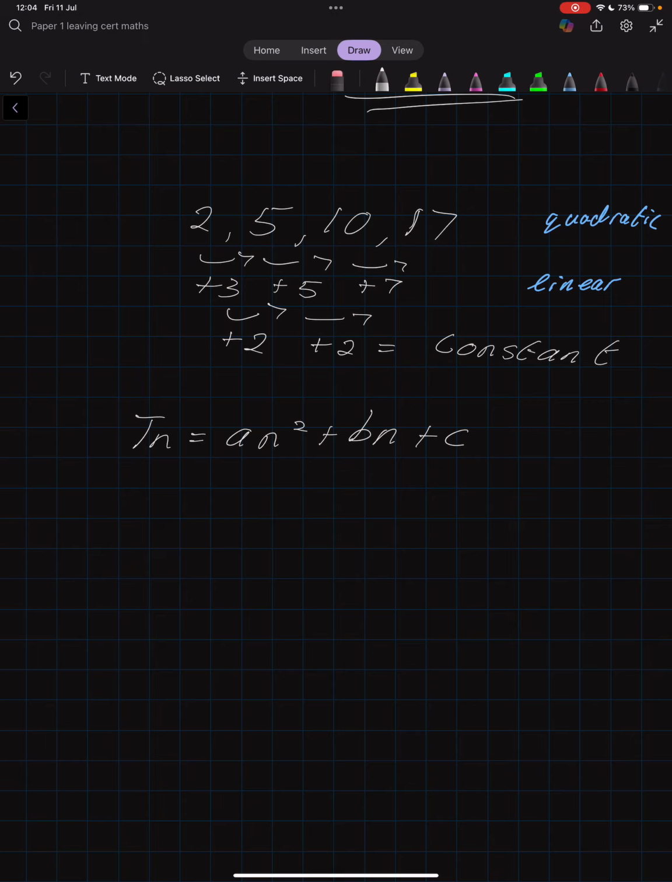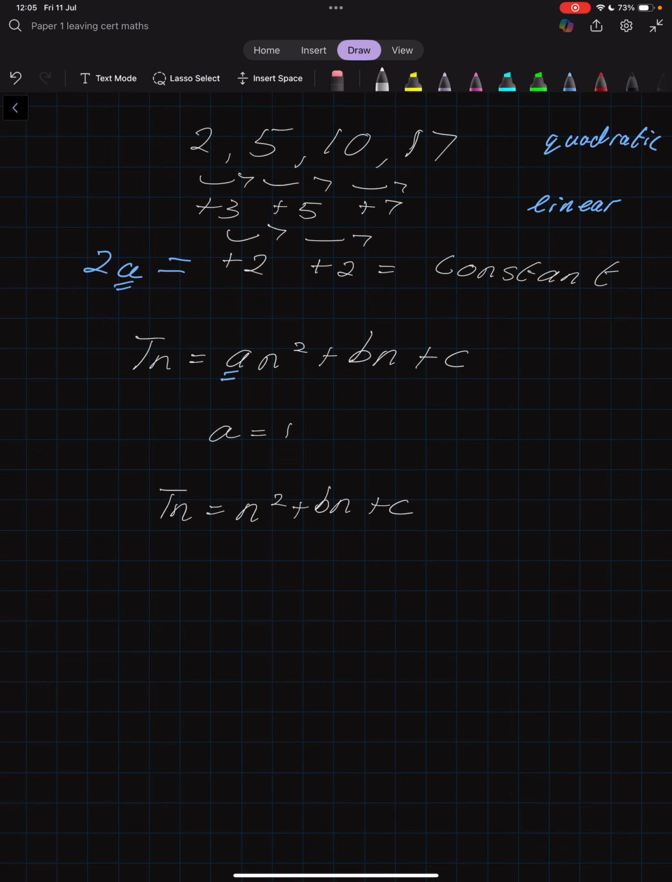Now, you don't have to know this, but your life just becomes so much easier if you do. The second difference here is equal to 2 times a. So in this case, a equals 1. Okay? So to figure out Tn, I have that Tn is going to be n squared plus bn plus c. Now you might be sitting there and saying, okay, well, that's grand. So we figure out a. How do we figure out b and c?